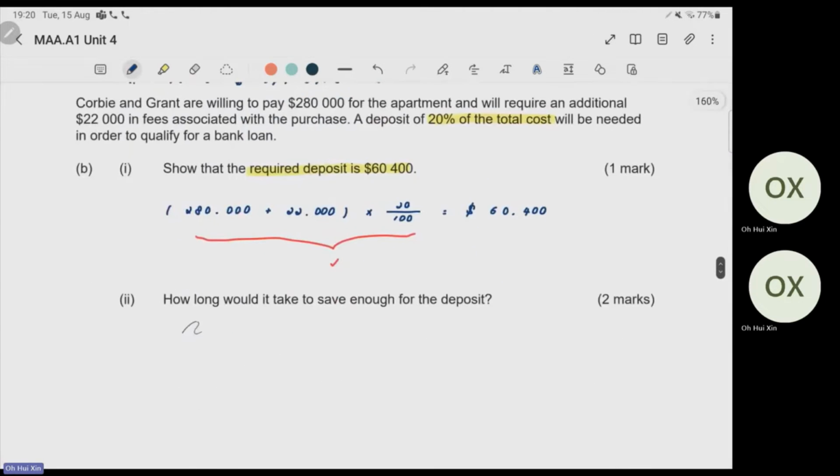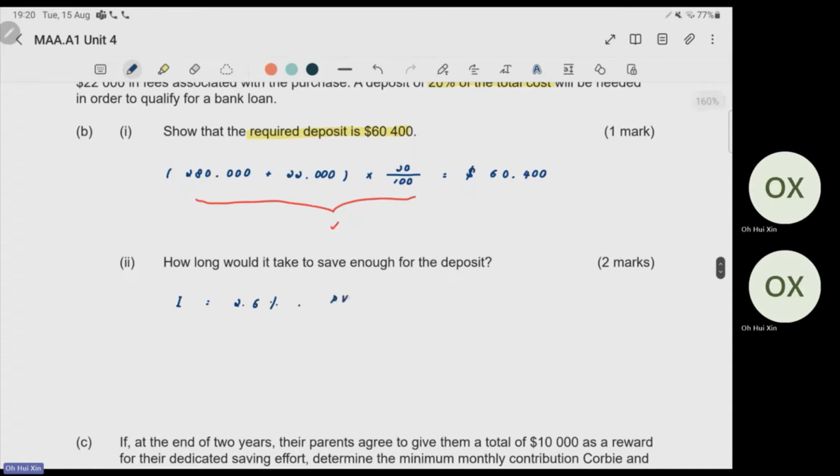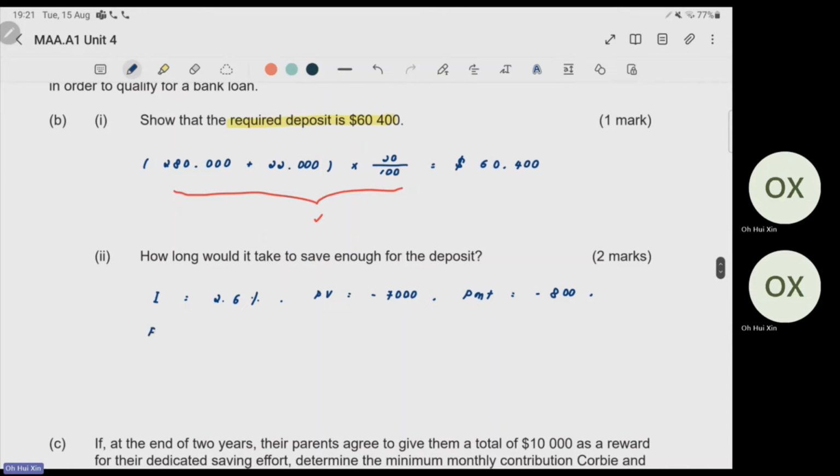So we start with the I, which is 2.6%, because we are finding the N, so we leave it first. So I is 2.6. PV and PMT don't change because you are still talking about the same saving account. So continue with the PMT negative 800. You want to save enough for the deposit, which means you are planning to reach an FV of 60,400. Remember, for this part, your FV is supposed to be a positive value because that's the value that you are going to withdraw from your bank at the end of the time when you want to pay for your deposit, right?